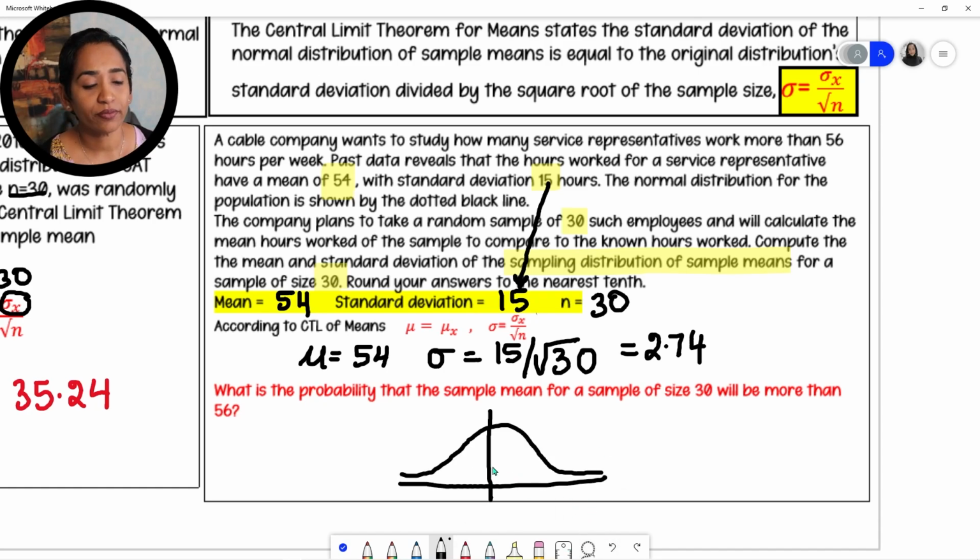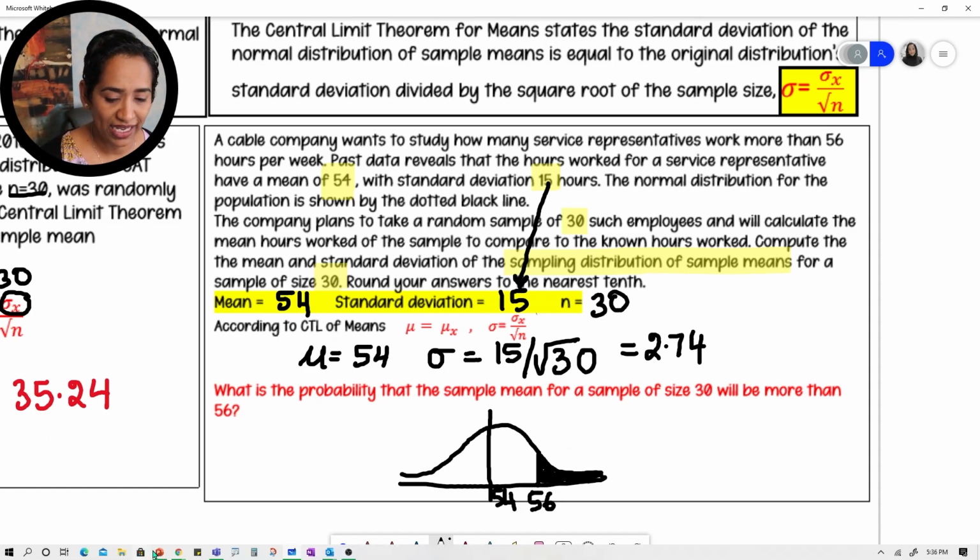I know that the mean of this distribution is 54. And what are they asking me? What is the probability that the sample mean for a sample size of 30 will be more than 56? So if this is 54, my 56 would be right here. More than 56 is to the right-hand side. So I highly recommend you all draw the graph so you can visually see what's happening and then calculate.